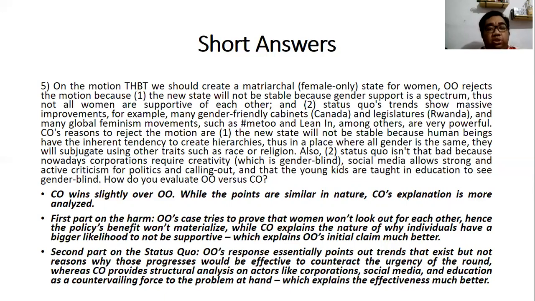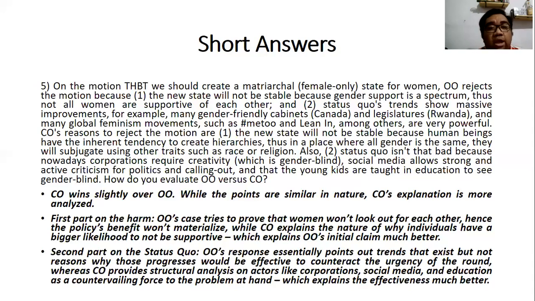Now, closing opposition's reasons to reject the motion are, number 1, that the new state will not be stable because human beings have the inherent tendency to create hierarchies. Thus, in a place where all gender is the same, they will subjugate using other traits such as race or religion. Also, number 2, status quo isn't that bad because nowadays corporations require creativity, which is gender blind.